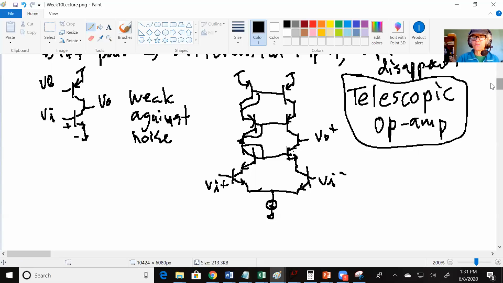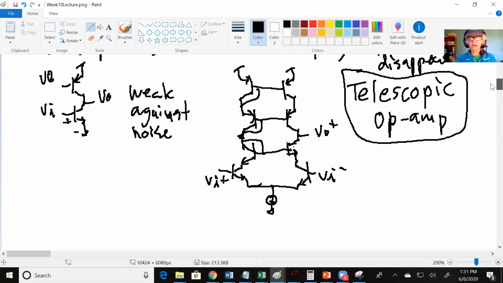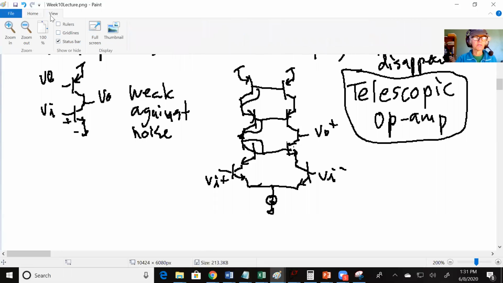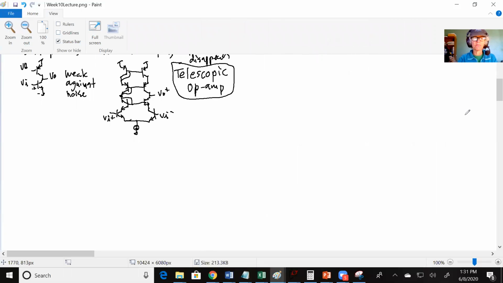So there's a style of making amplifiers where you try to get almost the same amount of gain, but you try to use fewer transistors between the rails. And it's called folded.